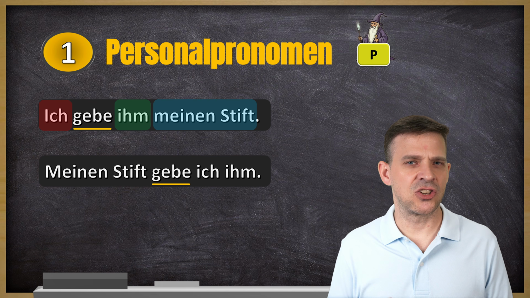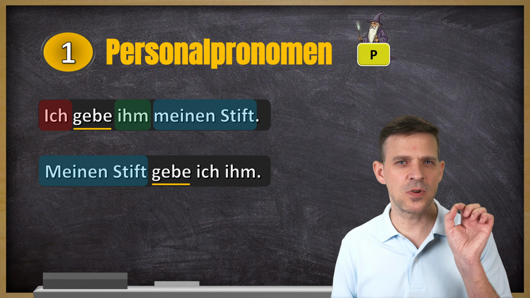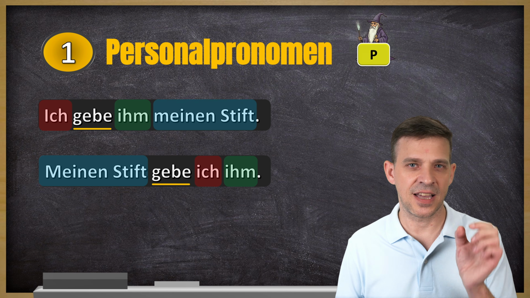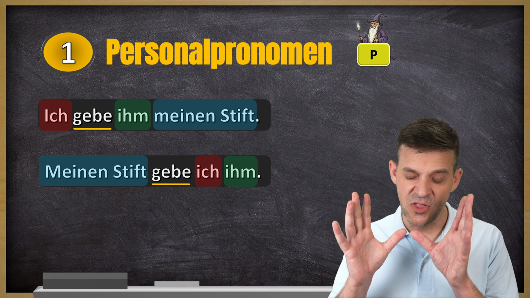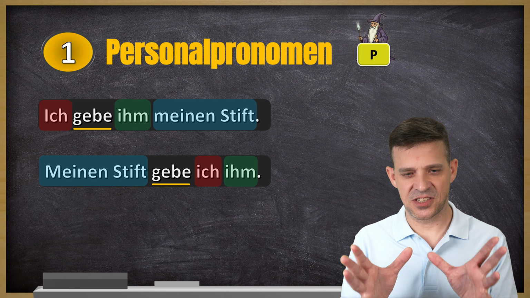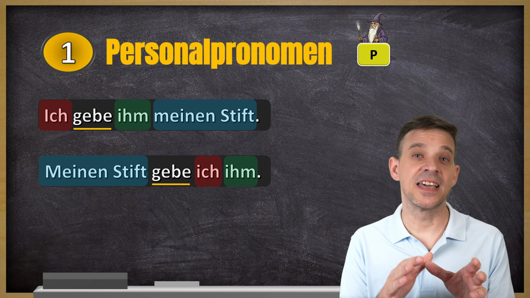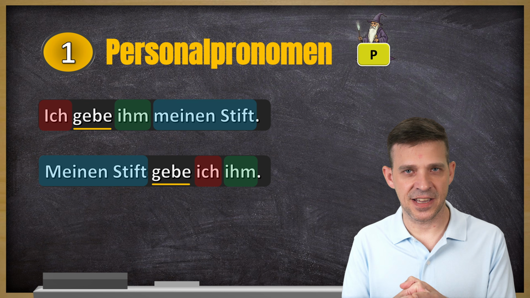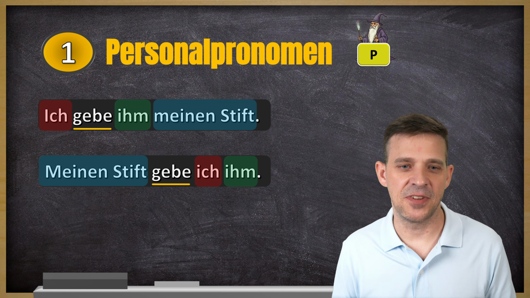You can also say, meinen Stift gebe ich ihm. So you start with the Akkusativ direct object, then the verb in second position, then the subject, and then the Personalpronomen. This is also possible, though not really common, as I mentioned before. Usually the knight appears after the verb, so not in the first position. But it is possible when we want to emphasize a specific sentence element. Talking about emphasizing, this is the bonus tip later on in this video.